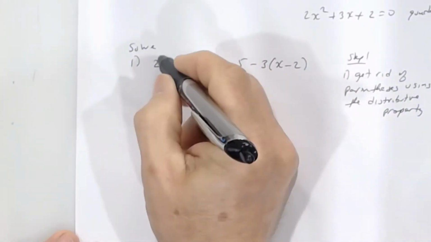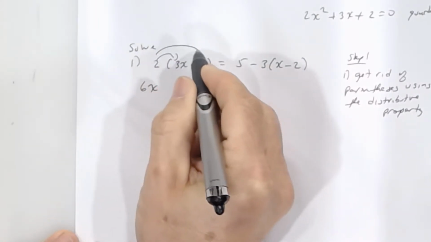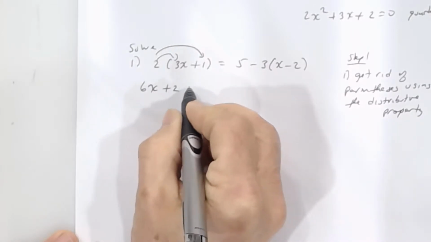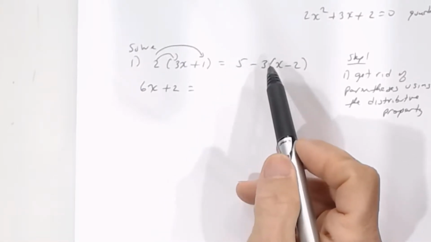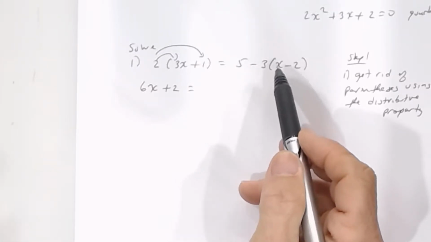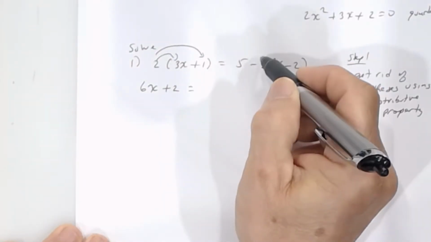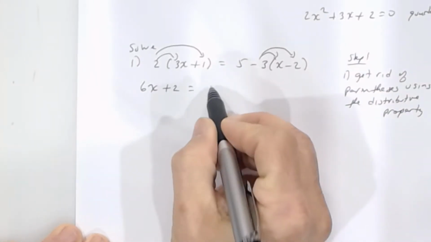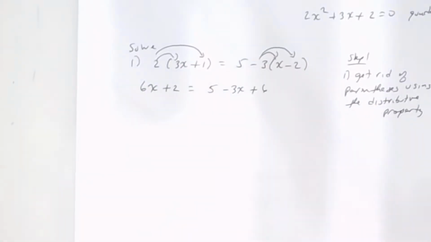So 2 times 3x is 6x, and 2 times a positive 1 is a positive 2. Now here's a mistake that some of you make on this side. You say 5 minus 3 is 2 first. But remember the order of operations: you have to do multiplication before subtraction. So you have to distribute first, in this case distributing the negative 3. So this becomes 5 minus 3x plus 6. That was step 1: if you have parentheses, get rid of them by using the distributive property.